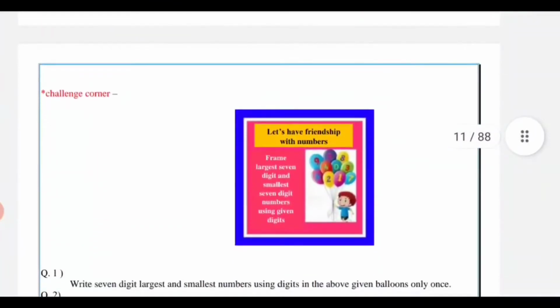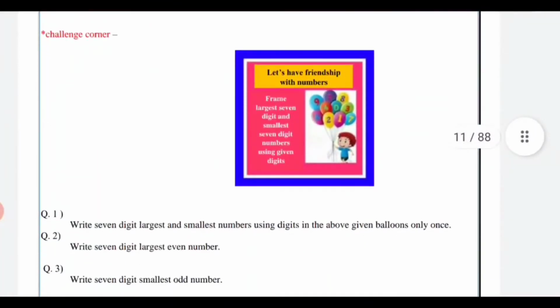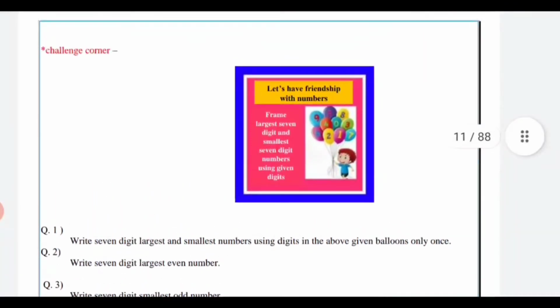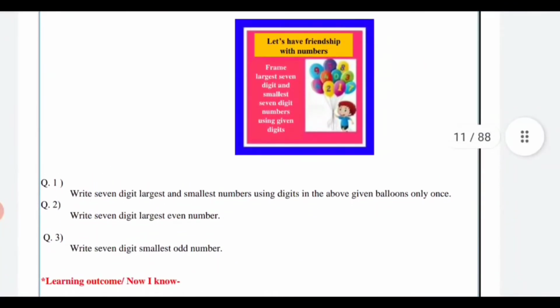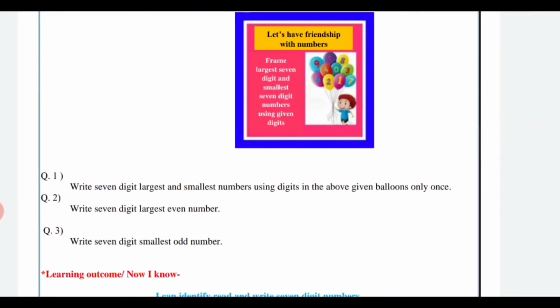Now, after practice corner, there is challenge corner. In challenge corner, we can see that a boy is holding balloons. On the balloons, we can see different digits, and from those digits, we have to make numbers. So, in challenge corner, we can see 3 questions. Those 3 questions also we will be solving in the notebook. So, let us go to the notebook.